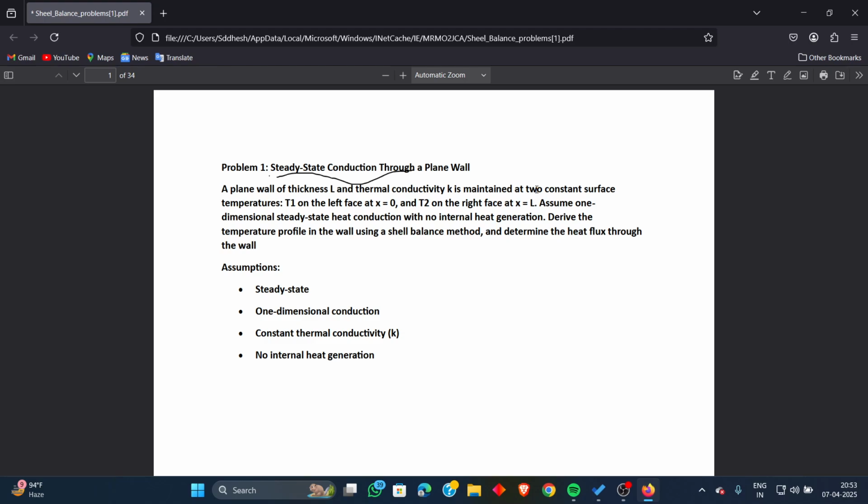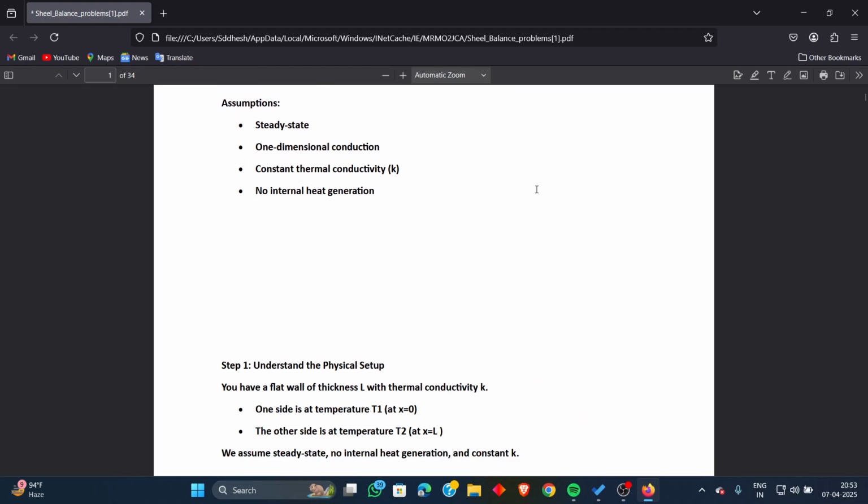So this is the question in front of us, explaining everything that is given, and the assumptions are right here. That is steady state, one-dimensional conduction, constant thermal conductivity K, no internal heat generation.